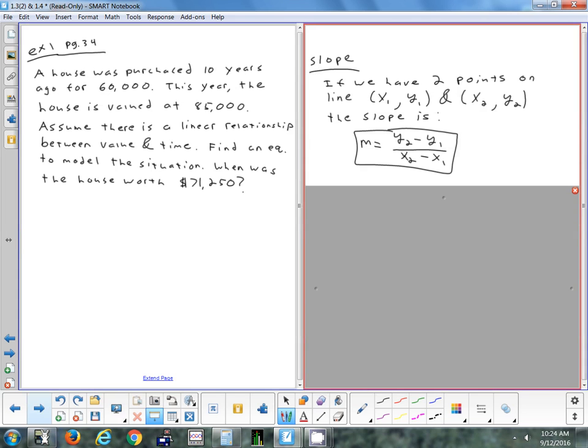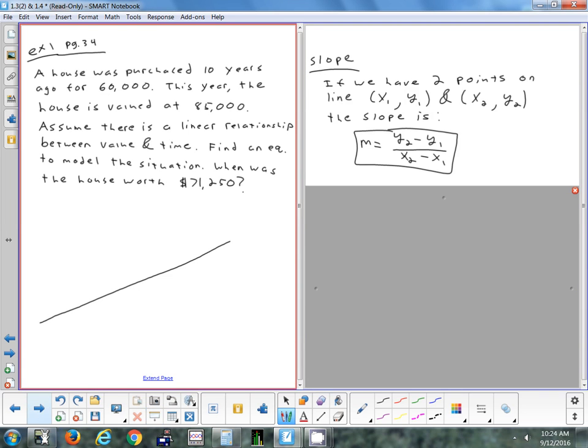So 10 years ago, a house was purchased for $60,000. This year, the house is valued at $85,000. Assume that there's a linear relationship between value and time, meaning the value of the house just kept continuing to rise. I want to find an equation that would model this situation.